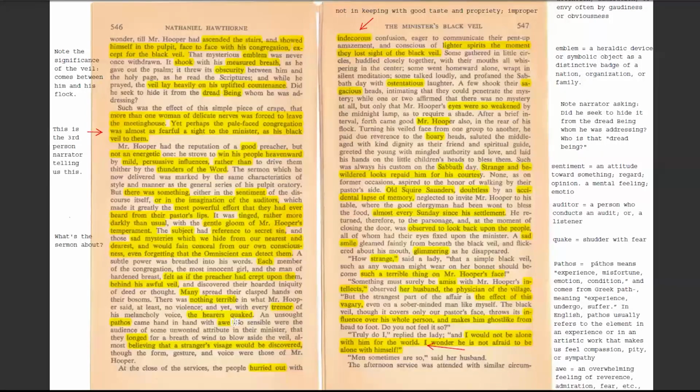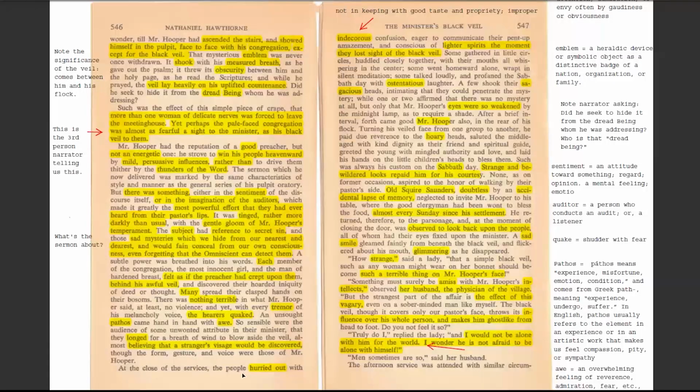Wouldn't you like to talk like him? I certainly would. So sensible were the audience of some unwanted attribute in their minister that they longed for a breath of wind to blow aside that. Wish a wind would come and blow that veil. Just get it out of there, right? Blow the veil. Almost believing that the stranger's visage would be discovered. It can't be Hooper, though the form and gesture and voice were those of Hooper. Just please blow it across.